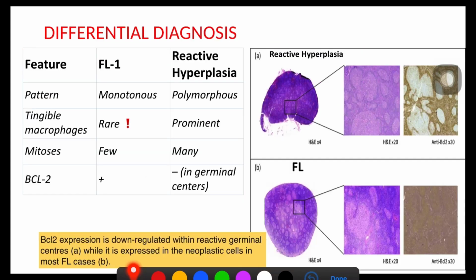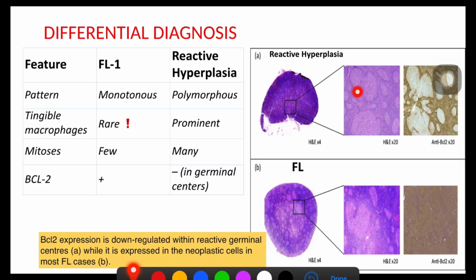So how to differentiate it from reactive hyperplasia? Mostly this is a monotonous pattern, whereas reactive hyperplasia has a polymorphous pattern. Tingible body macrophages are prominent in reactive hyperplasia, whereas they are absent or rare in this category, and mitoses are few. In reactive hyperplasia, many mitotic figures are there. And classically, BCL2 is negative in the germinal center.